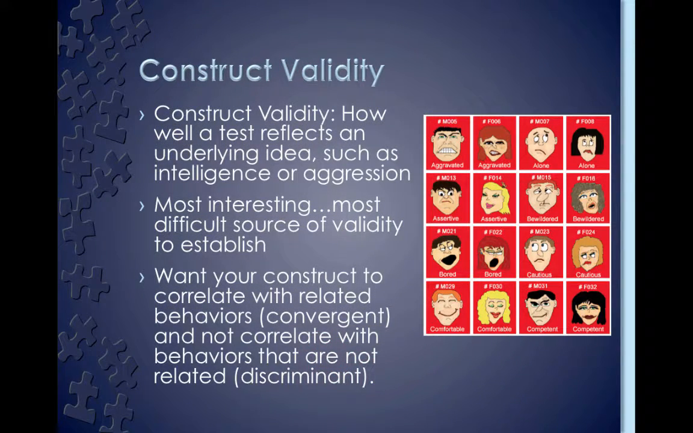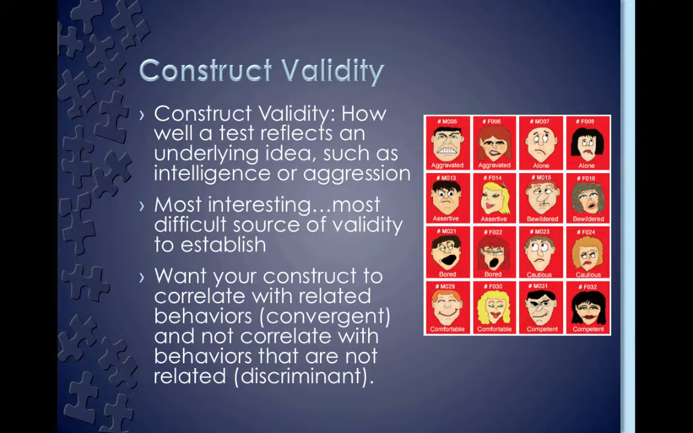And the last validity measure, construct validity. It's how well a test reflects an underlying idea, such as intelligence or aggression. This is the most difficult source of validity to establish. It's really, really hard to establish this. So one of the ways that we do establish construct validity is we have our participants fill out different questionnaires, different questionnaires that kind of measure the same stuff.